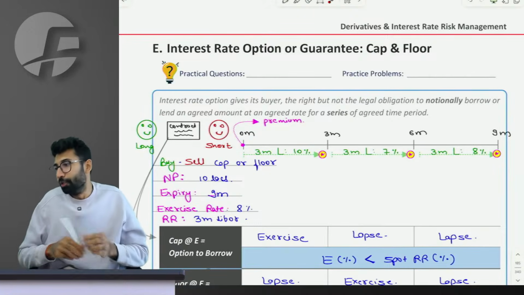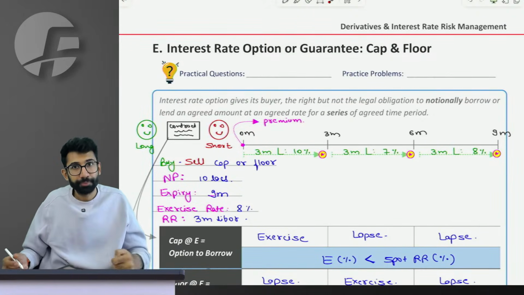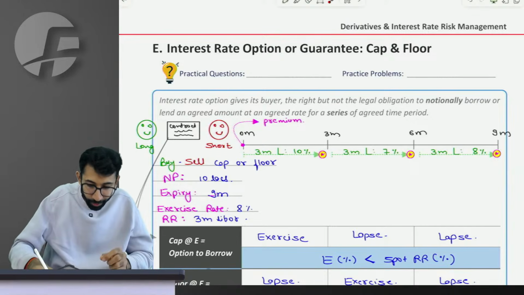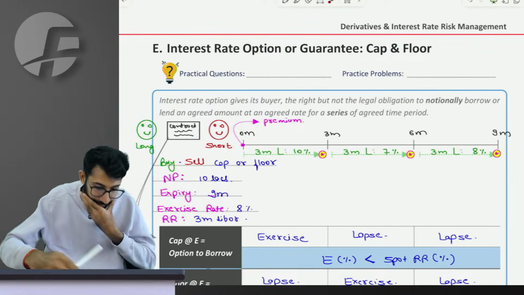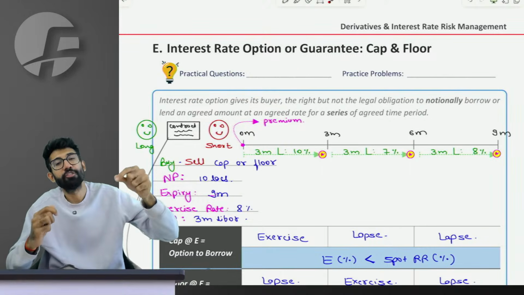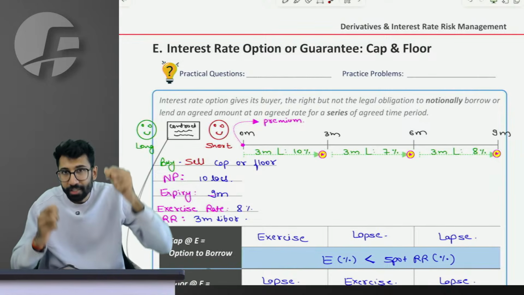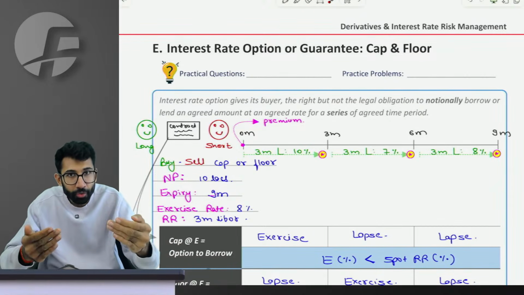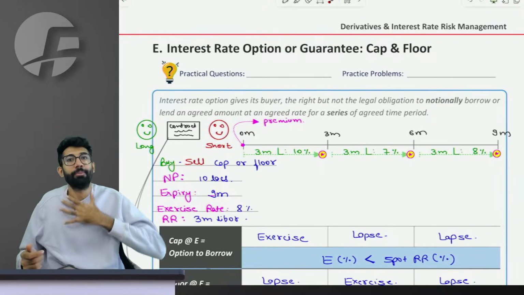Do you remember in the subject of derivatives, there was something called call and put. Similar to that, we have cap and floor. Sir, how does that work? Let me explain. Suppose there is this piece of paper. This piece of paper is called a contract, a derivative contract. When I sell this piece of paper to you, you buy it. Your position becomes long, my position becomes short.